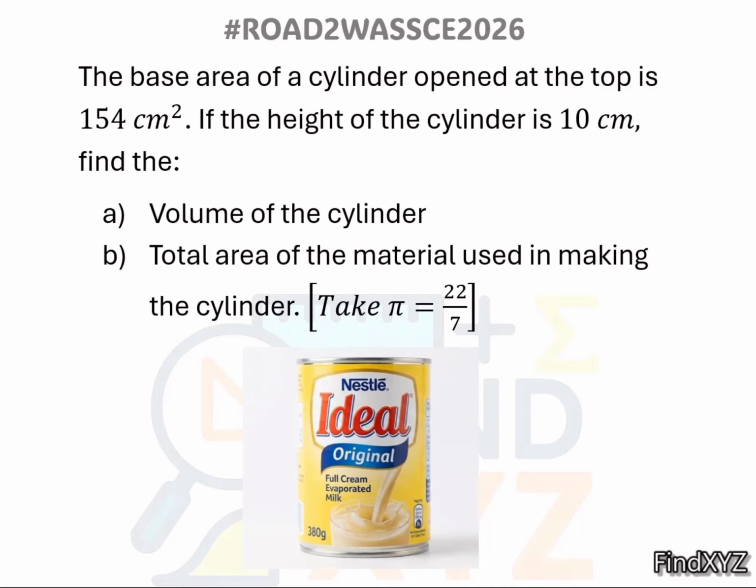The second part, we've been tasked to find the total area of the material used in making this cylinder. Now, mind you, this cylinder has an opening at the top. It means that there's no cover. When you take the ideal milk and there is an opening at the top, it means that this cylinder will have just one circular area, because the circular area at the top has been cut off. So it means that we are going to consider 2 things. The first one is the base area, and the second one is the curved side.